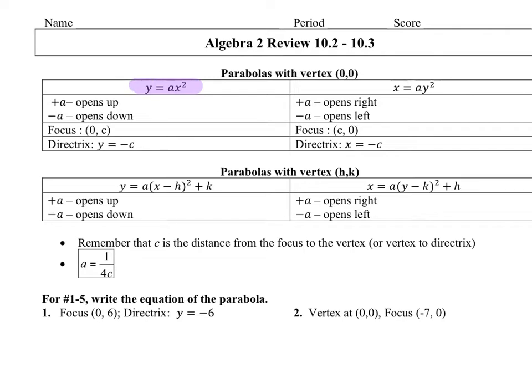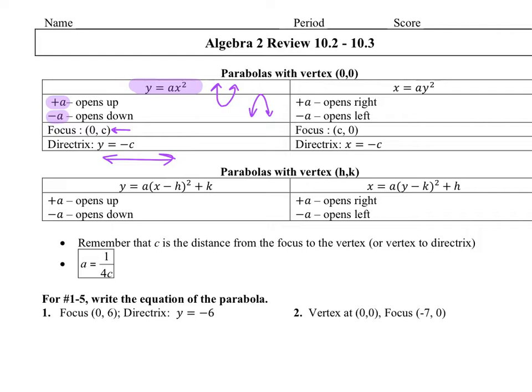So like y equals ax squared, that's a parabola that's either opening up or down. If a is positive, it's opening up. If a is negative, it's opening down, right? So you're looking at a parabola, either something like this or something like this, okay? And then the focus is always at (0, c), and the directrix is always at y equals negative c, so the opposite of whatever that value is. And remember, y equals is always a horizontal line, okay?